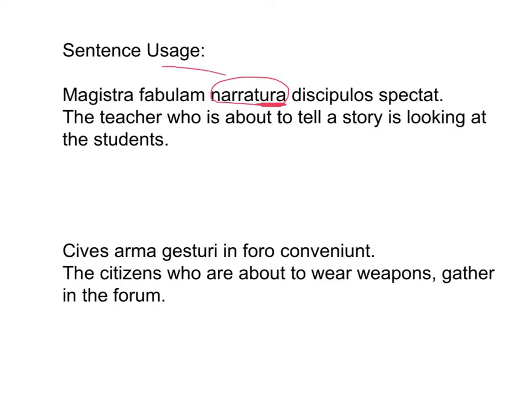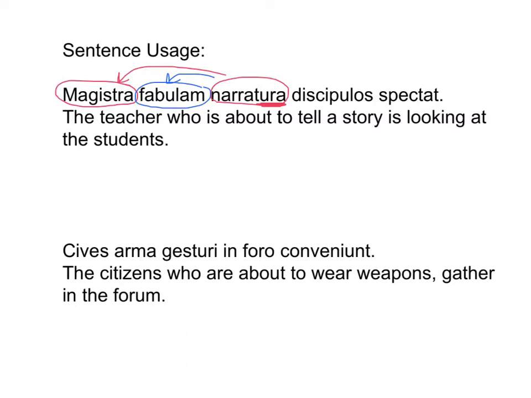Naratura describes magistra in number, gender, and case. Both are singular, nominative, and feminine. This is called the adjective feature of the future active participle. Naratura also has a direct object, which is fabulam. This is called the verb feature of the participle.